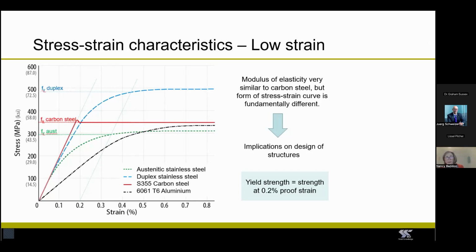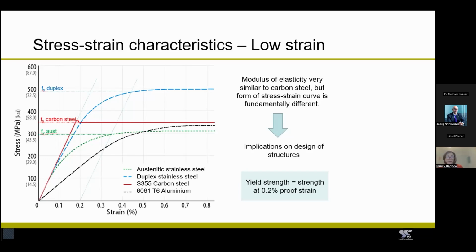So, although the necessary steps to determine the structural capacity of stainless steel members and connections are very similar to the steps you use for carbon steel, these non-linear stress strain characteristics do impact some aspects of structural behavior, for example, local and global buckling response. More of that a bit later.